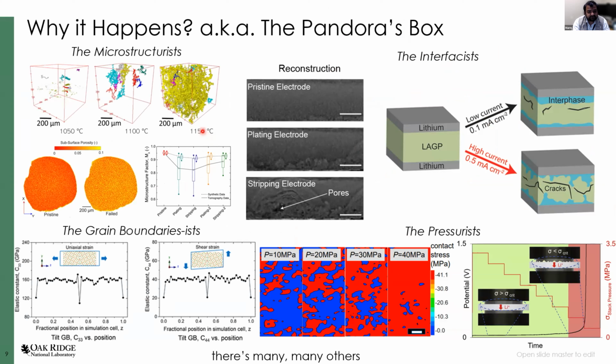The real Pandora's box, like I said, is why it happens. We have a lot of different people in the field that have their own theories of why it happens. So we have a lot of folks that say the microstructure is what drives the failure. There's a bunch of people who say the grain boundaries are what drive the failure. A lot of people are focused on the interface, where they say that the interface between the solid electrolyte and the lithium metal is the main driver of failure.